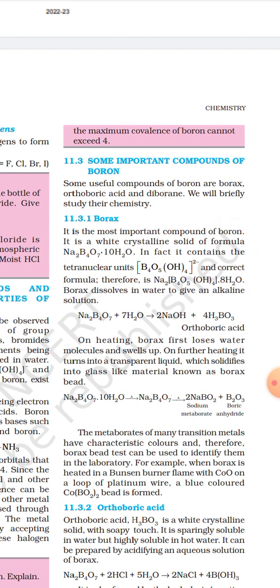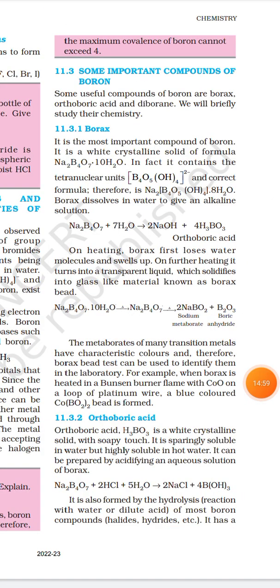Some important compounds of boron are borax, orthoboric acid and diborane. We will briefly study their chemistry. Borax. It is the most important compound of boron. It is a white crystalline solid of the formula Na2B4O7.10H2O. In fact, it contains tetranuclear units and the correct formula is therefore Na2[B4O5(OH)4].8H2O.